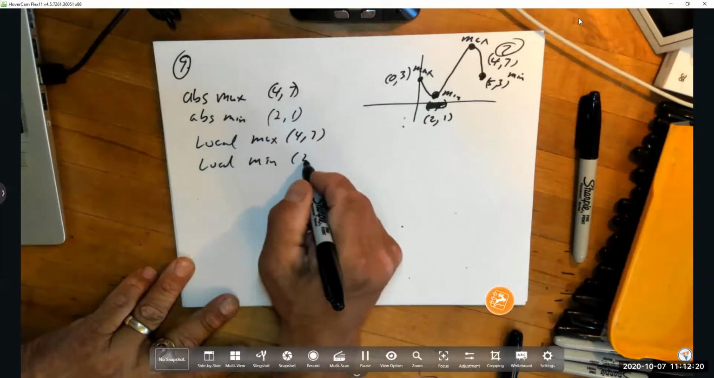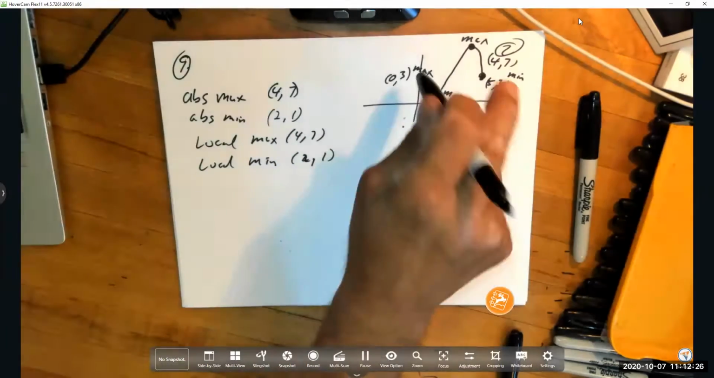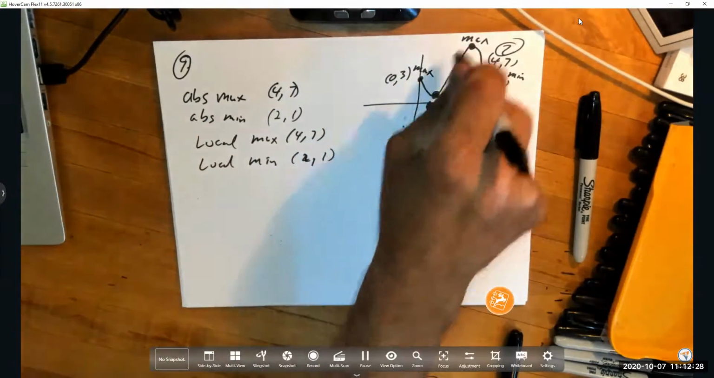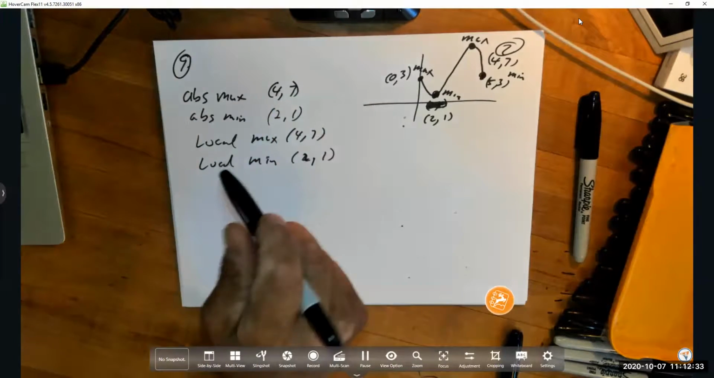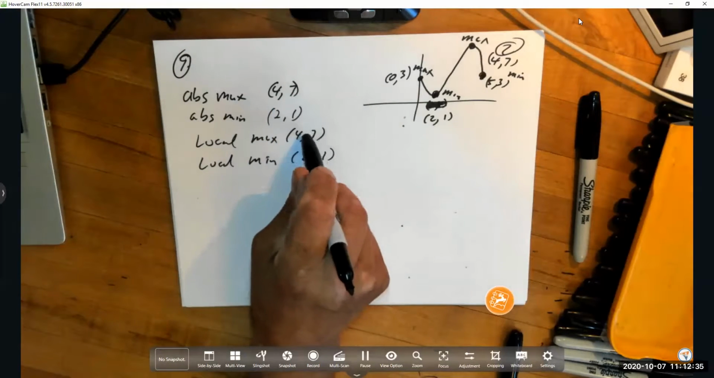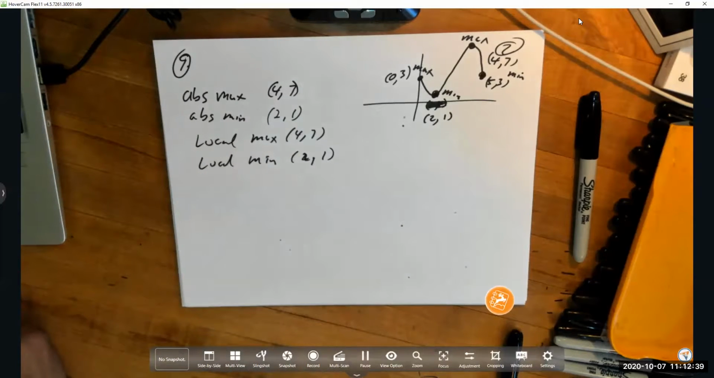Just say (2, 1) again. That's how they want it on my MyMathLab. So just do it like that. All these are called local max, local min, local max, like that. But the absolute max is this one, absolute min is that one. And then that's also a local min. So just do it like that. All right.